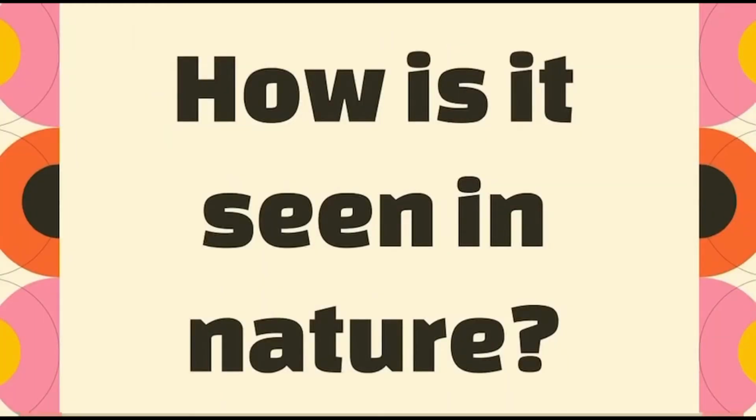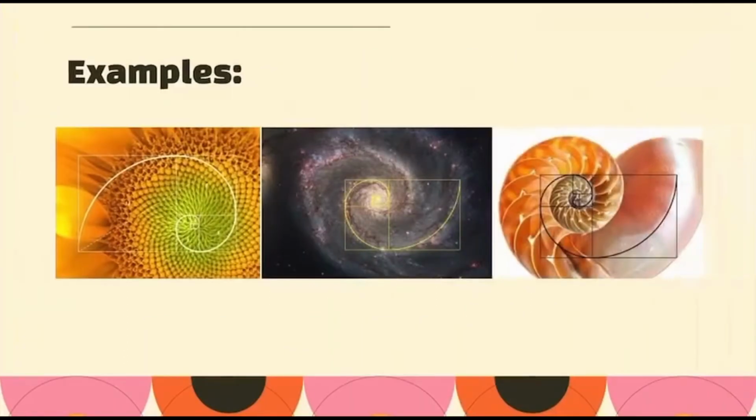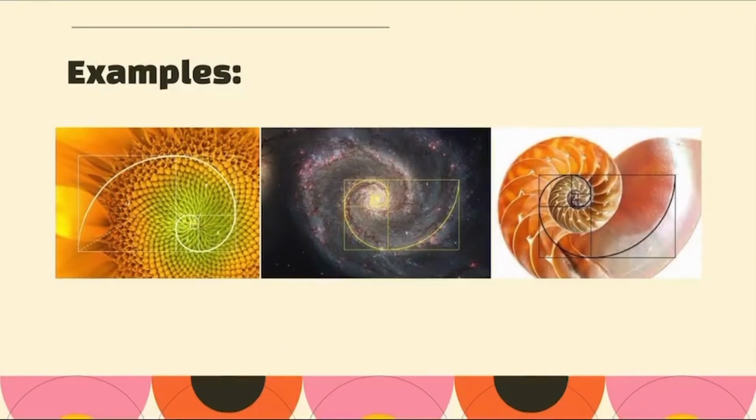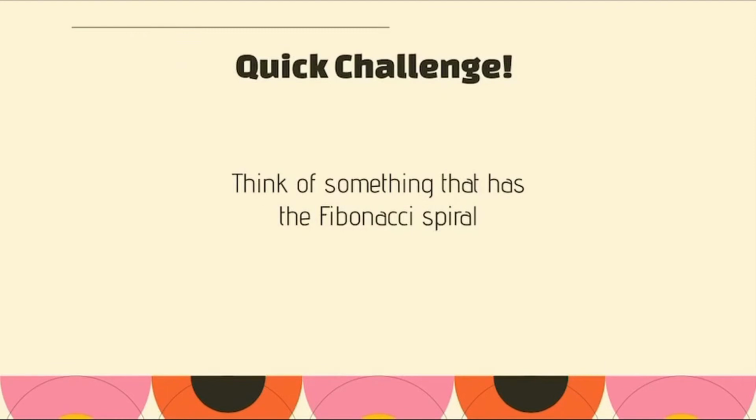Now, back to the question I asked earlier where I asked you to find some similarities between some pictures. Another common feature is that they all exist in nature. As you can see in these pictures, we can observe that a Fibonacci spiral is formed among them. These phenomena form almost a perfect resemblance to the Fibonacci spiral. Here's another quick challenge. Try thinking of something that also has the Fibonacci spiral.